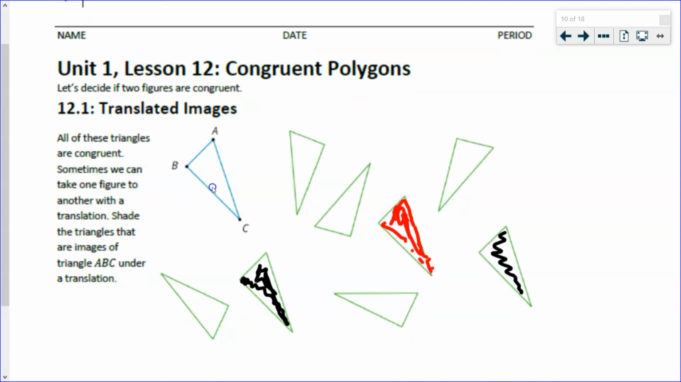So how did you know which ones were translated? How come we didn't shade some of these other ones? Cole. What did you do with the tracing paper to help you identify that though? So you traced the original one? Yeah, we have to move it without turning it, exactly. Zeta. Good.